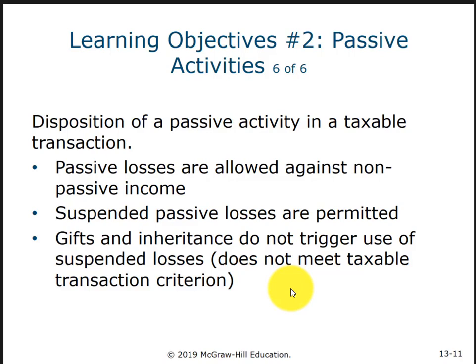There is some light at the end of the tunnel. If you have passive losses on an activity and they're carrying forward, remember they get to carry forward forever. At the point that you actually sell the passive activity, you sell that rental activity, you sell that business that's passive, at that point you can take all the past passive losses against non-passive income. It's like they come back to life, all right? And this does not happen if you give it away or you pass it on at death. You actually have to sell it, okay?